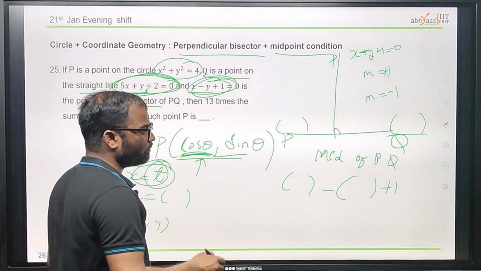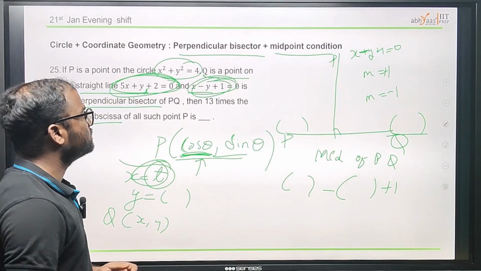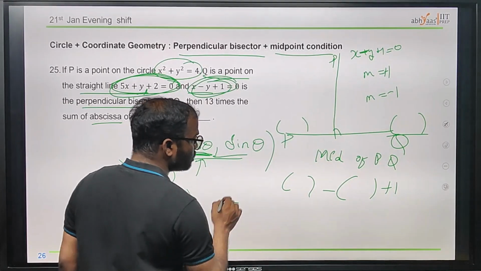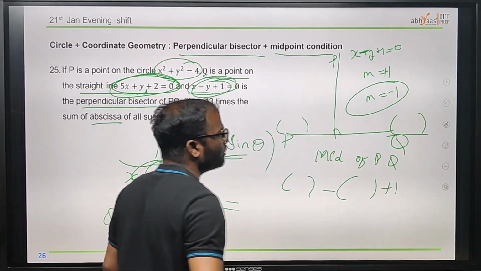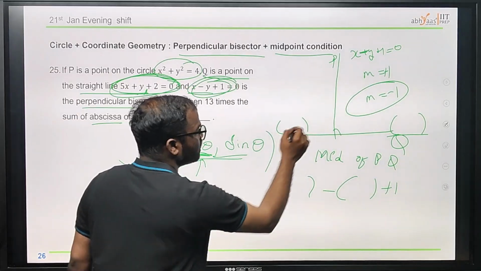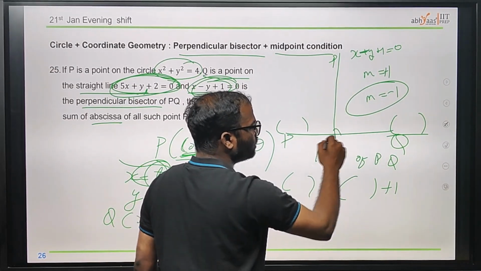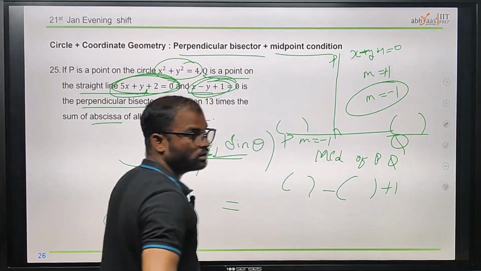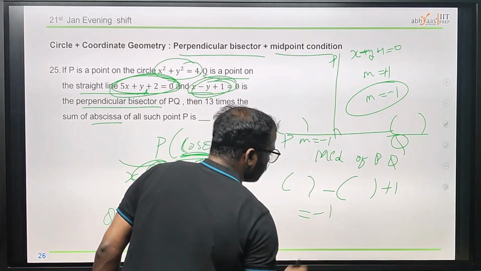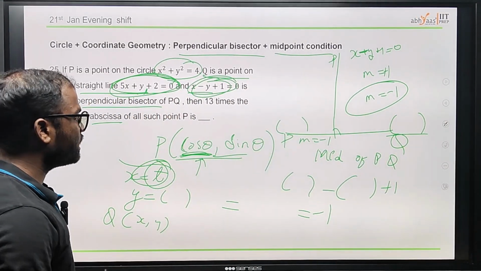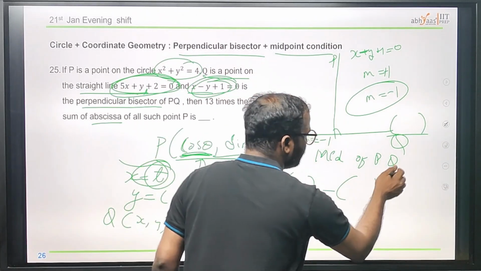Now, by using that midpoint, make it equal to the slope of PQ. Since this line is perpendicular to PQ, its slope will be m equal to minus 1. Just make it equal to minus 1. After that we can easily find the t value.